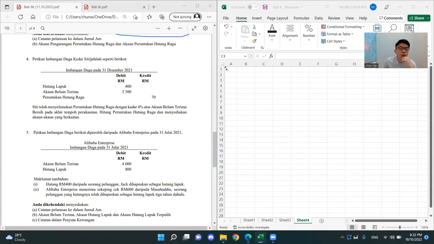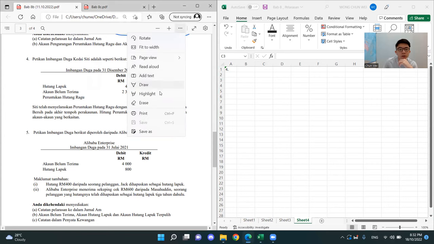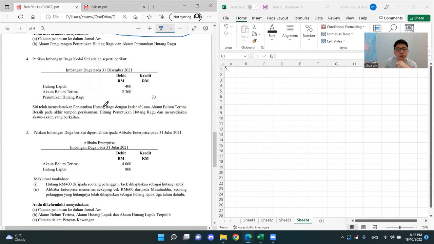Petikan imbangan duga Kedai Siti adalah seperti berikut. So in the imbangan duga, you have hutang lapuk, ABT, and peruntukan hutang ragu here, 70. Siti telah menyelaraskan PHR, peruntukan hutang ragu, dengan kadar 4% atas ABT bersih pada akhir tempoh perakaunan. Hitung peruntukan hutang ragu dan menyediakan akaun-akaun yang berkaitan. So first, kita perlu hitungkan PHR. After that, we will have to do menyediakan akaun-akaun yang berkaitan.